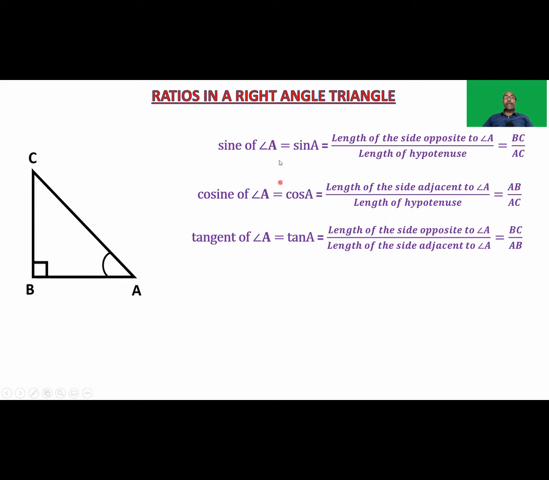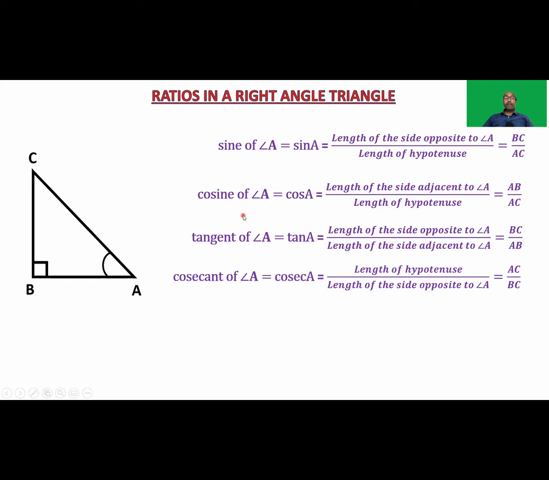These three are the basic trigonometric ratios. The multiplicative inverse of the ratio sin A is denoted by cosecant of angle A, and simply we write it as cosec A. Cosec A is the multiplicative inverse of sin A, so it is the length of the hypotenuse by the length of the side opposite to angle A, which is equal to AC by BC here.